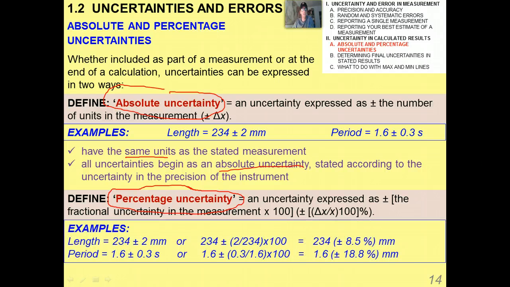So examples of percentage uncertainties, the same ideas as before. For that length, that was 234 plus or minus 2 millimeters, okay? It's actually 234 plus or minus 8.5%. And this is how you write it: you put your plus or minus percentage in parentheses. So you see what I did here, okay? I divided the 2 by 234 and multiplied that by 100 to get a percentage. In this case, I divided the 0.3 by 1.6 to get the 18.8%. Okay, does that make sense? You really want to work through that if you're not getting it right now, and make sure that you get it before you end this video and start the next one.